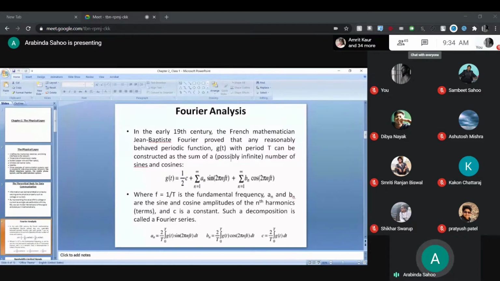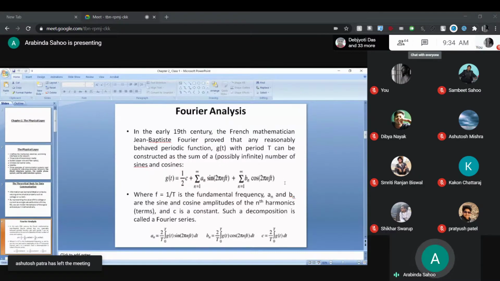Okay, or you can say it consists of infinite number of sine terms. Next, if we take the third term, n equals 1 to infinity, bn cos 2 pi n ft. Similarly, if you expand, it is associated with infinite number of cosine terms with frequency components equal to f, 2f, 3f, like this.